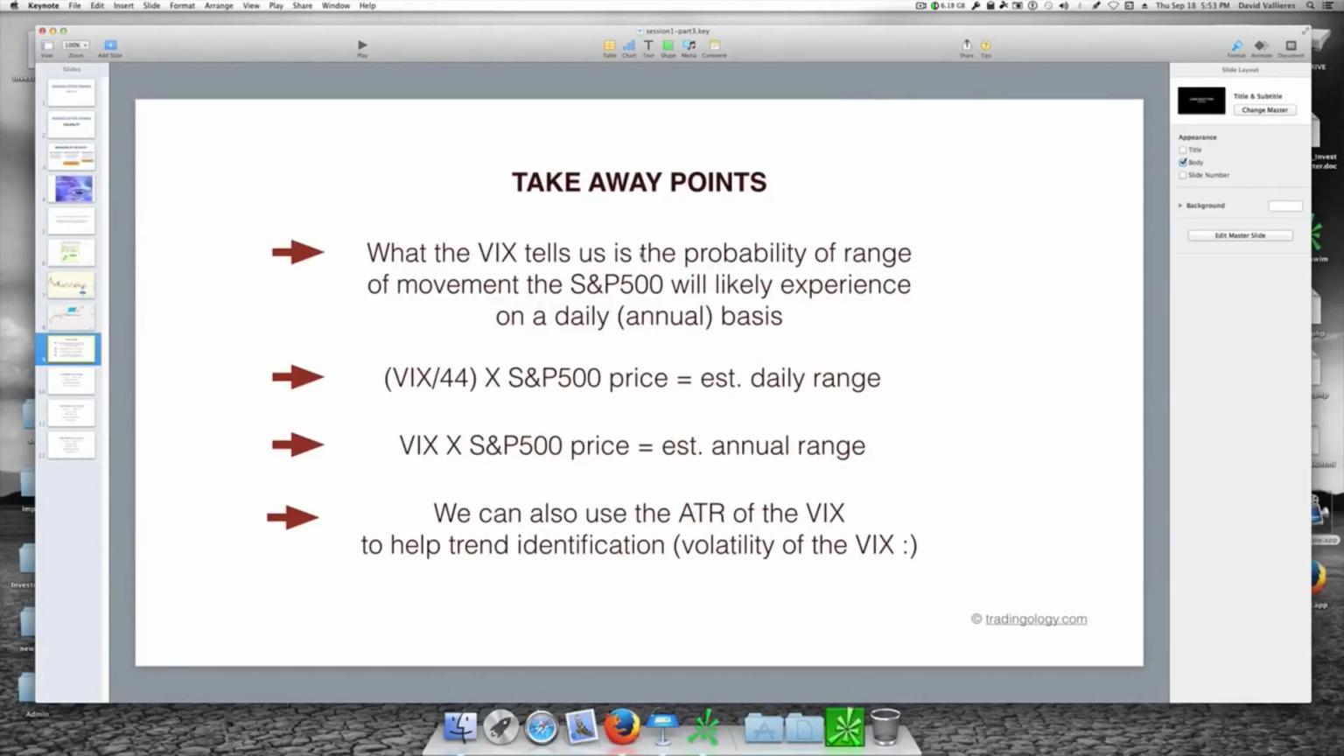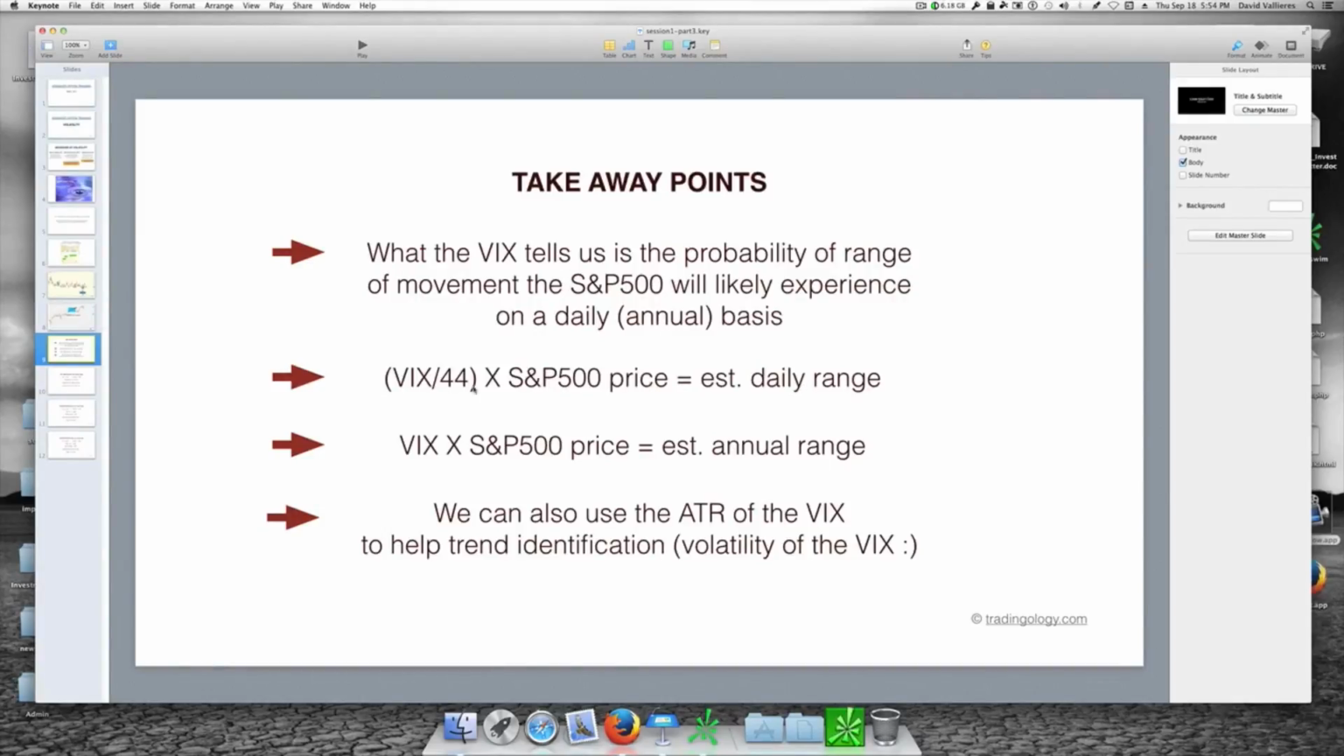So what are our takeaways here? The VIX tells us the probability of the range of movement of the S&P 500 that the S&P 500 will likely experience on a daily and annual basis. And there's two formulas that we can use in order to determine both the estimated daily range and the estimated annual range of the S&P 500.